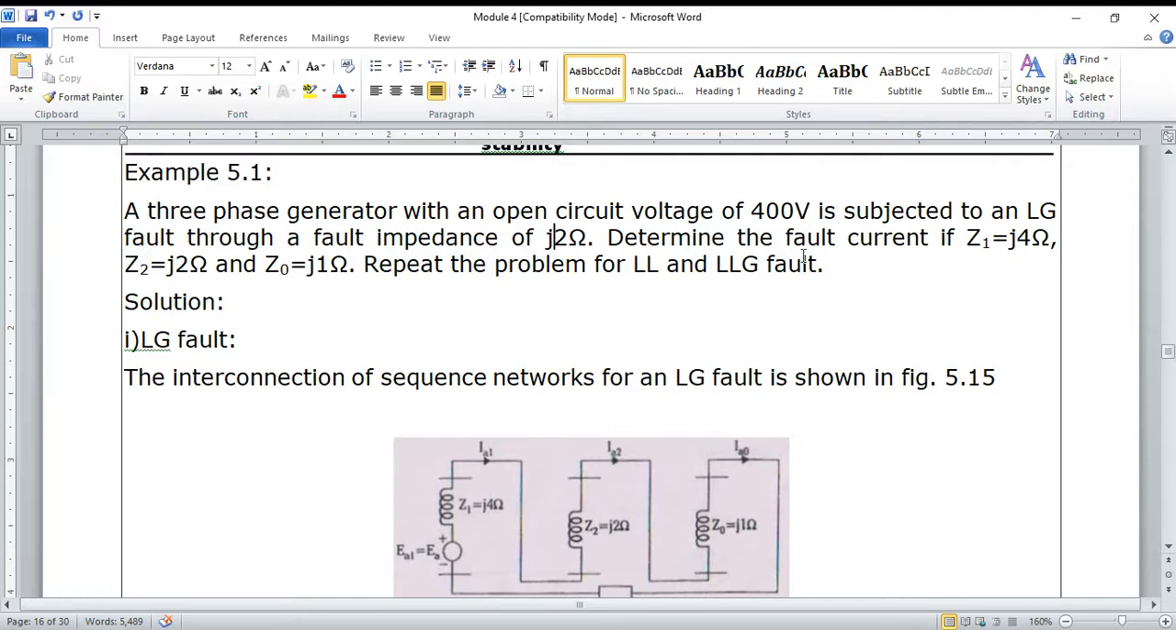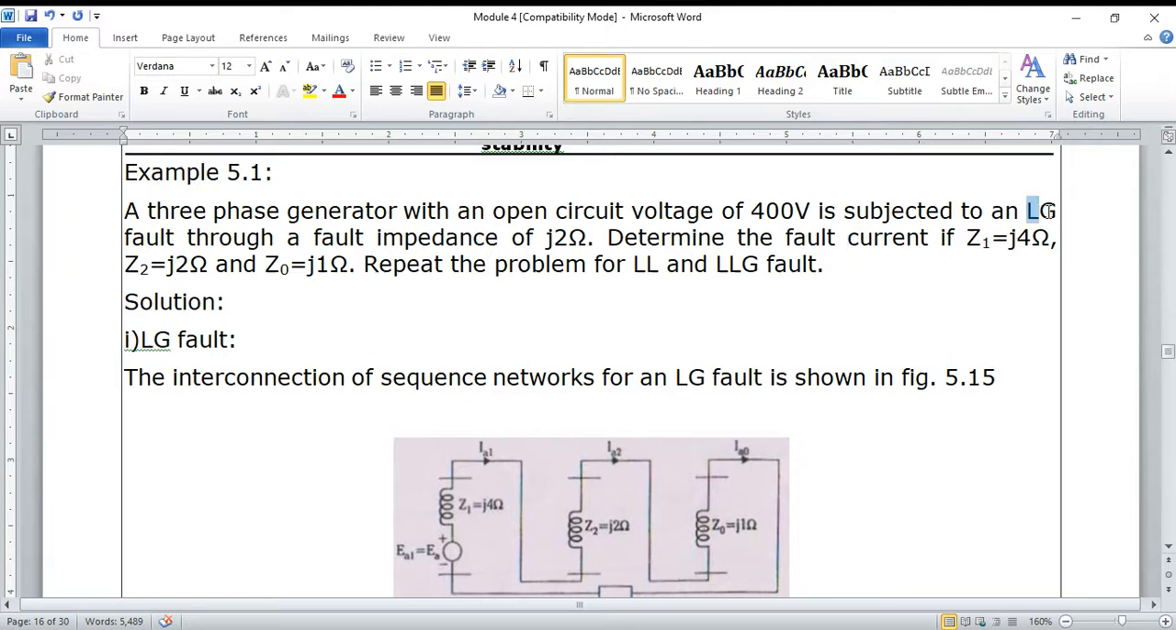This is j2 ohm. Determine the fault current if j1 is equal to j4 ohm, that is the positive sequence impedance is given, negative sequence impedance given, and zero sequence impedance given. Repeat the same problem with the same data for line to line fault and double line to ground fault. Here you have to find the fault current. Already we know the values of fault current and how the derivation was completed. Now we will solve one by one.